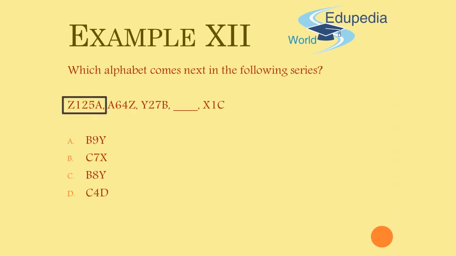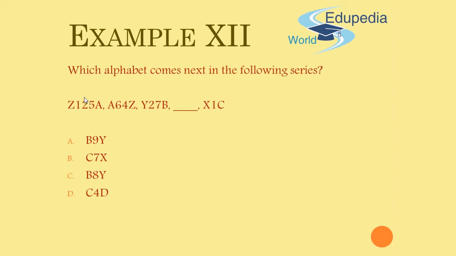Okay, so Z125A, A64Z, Y27B, then a blank, and finally X1C. So I have letters, and in between the letters I have a number, and the number is decreasing at each step.